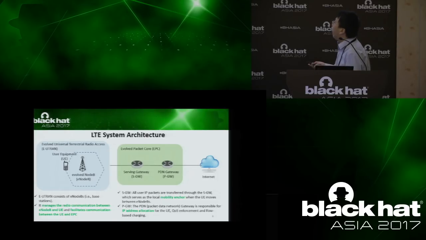And another gateway is called the PDN gateway. PDN stands for Packet Data Network, PGW. And this one is quite similar to the router in our traditional network. What it does is IP address allocation. Specific to mobile telecommunication, it also does QoS enforcement and flow-based charging.